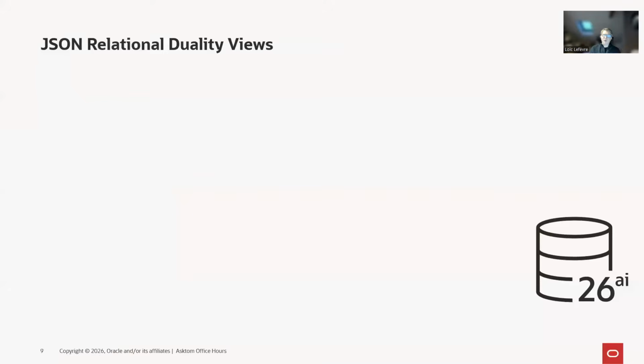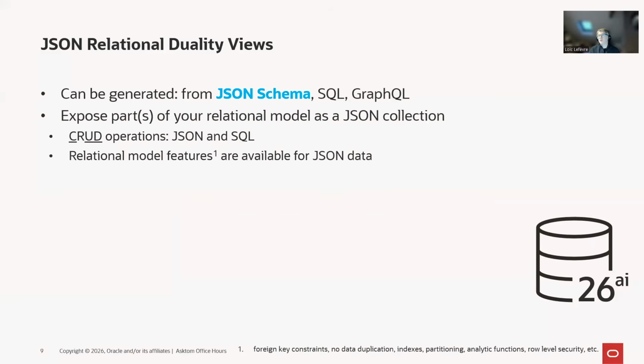So a bit more about JSON relational duality views, just maybe as a reminder for some, but for brand new people, that's interesting to know. It can be generated with JSON schema, SQL, or GraphQL commands. And basically, it can help you expose parts of a relational model as a JSON collection. When I say parts, it means that you can create as many JSON duality views as you want for a given relational model. So depending upon which entry point you want for your JSON document hierarchies, or if you just want to expose in a read or read-write way some parts of your model.